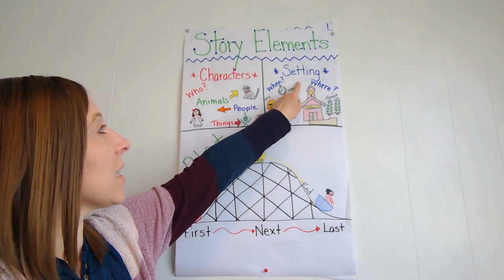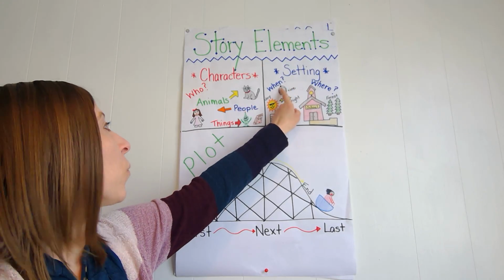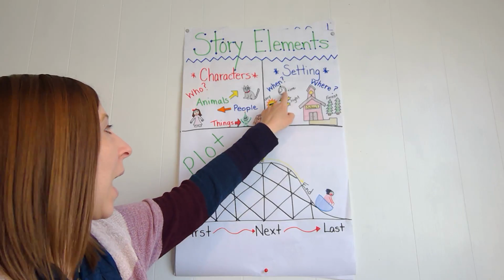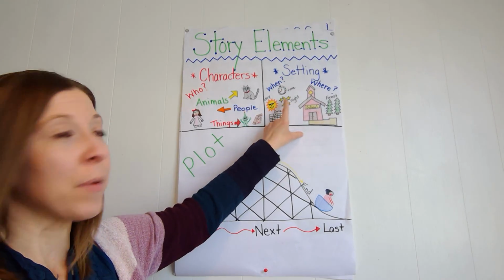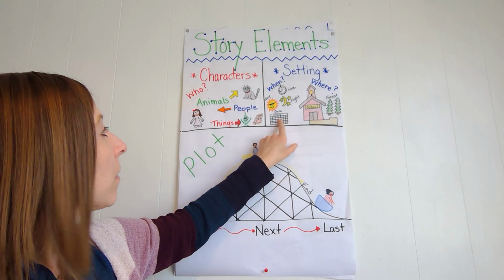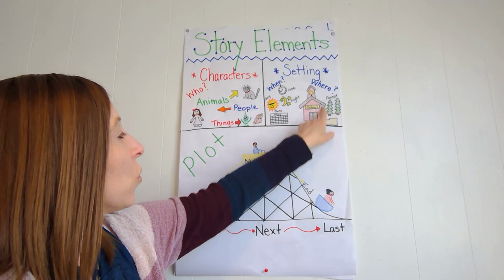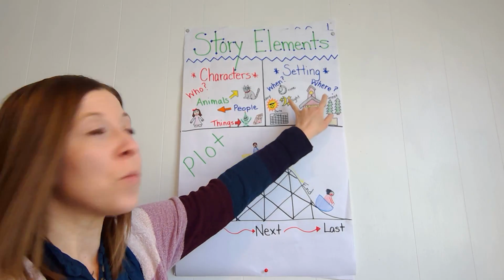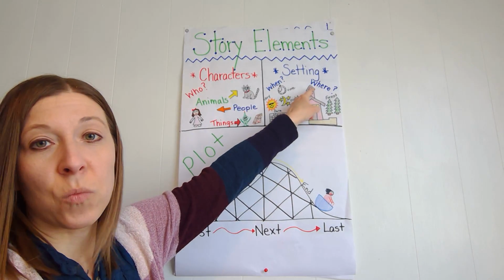The next thing is the setting. Remember, the setting is when and where the story takes place. So maybe what time is it? Maybe it's daytime or nighttime. Maybe it's a certain date or a day of the week. Maybe it's at a school or in the forest. So setting has 2 parts, when and where.